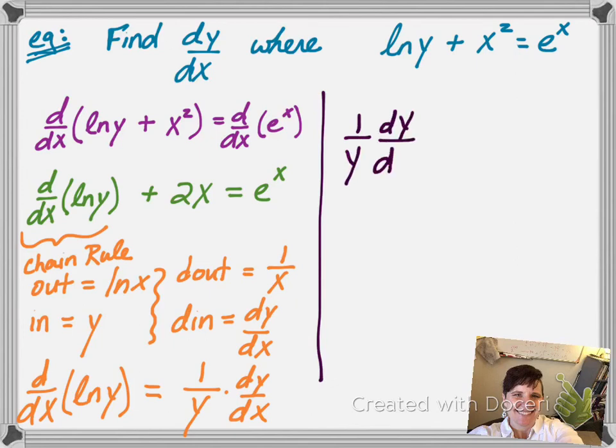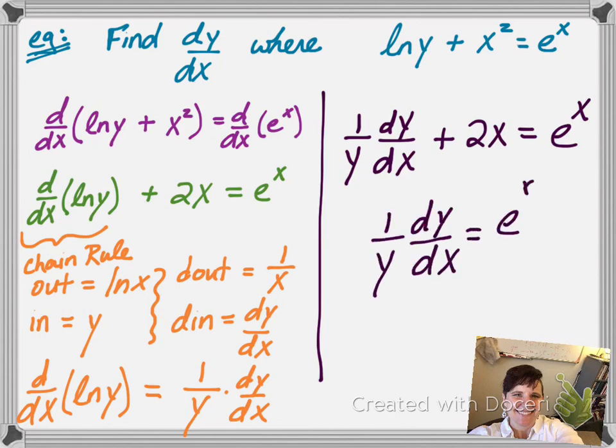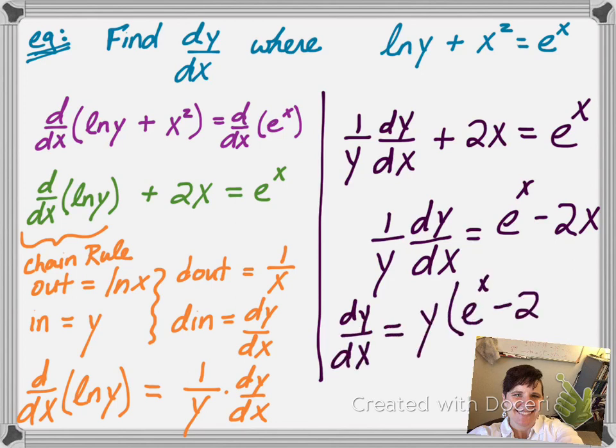So now we have, going back to our original problem, 1 over y times dy/dx plus 2x equals e to the x. Subtracting 2x from both sides, we get 1 over y times dy/dx equals e to the x minus 2x. So dy/dx equals y times (e to the x minus 2x).